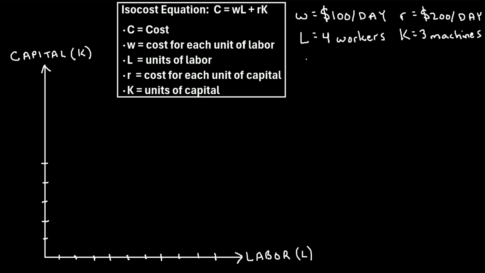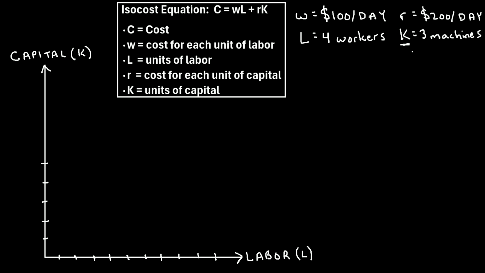So consider the following scenario. Let's say that we have some factory that produces shoes. Let's assume that the cost for each worker in this factory, W, is $100 per day. And let's say that we hire a total of L equals 4 workers, so our units of labor is 4. Then let's assume that R, our cost of capital, is $200 per day, and let's say we have a total of K equals 3 units of capital. In this case, let's say there are 3 machines.